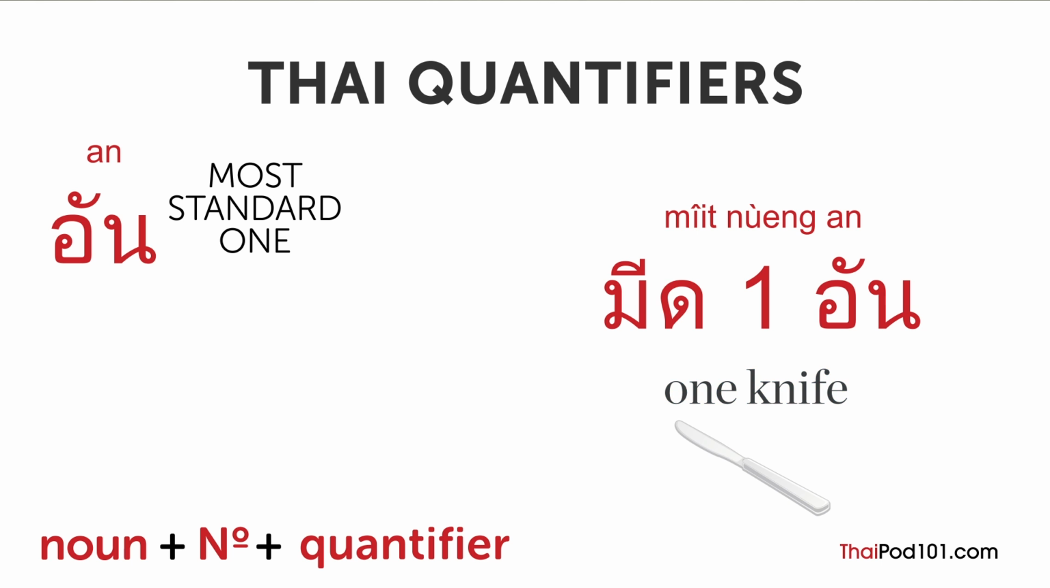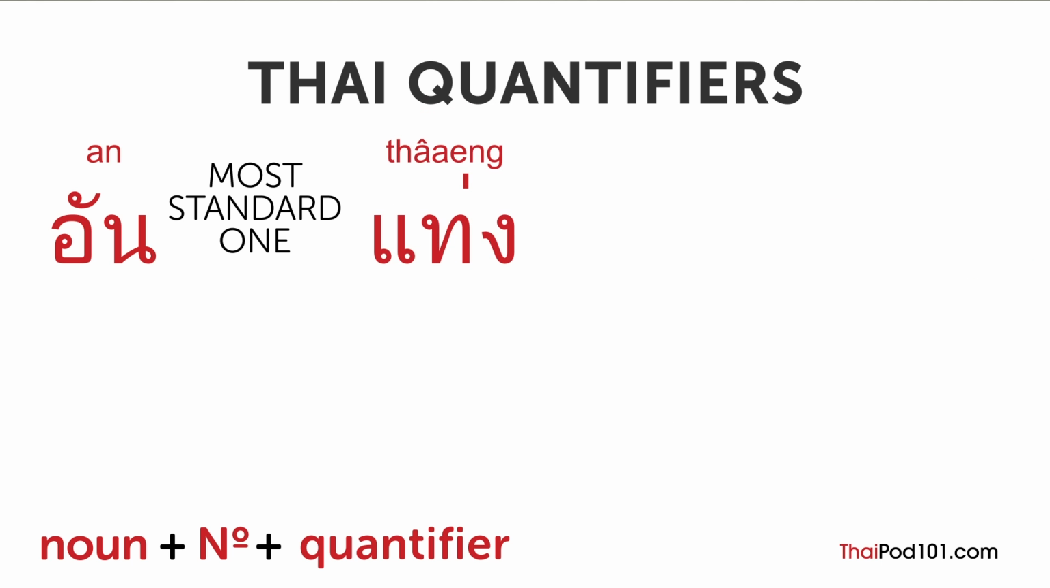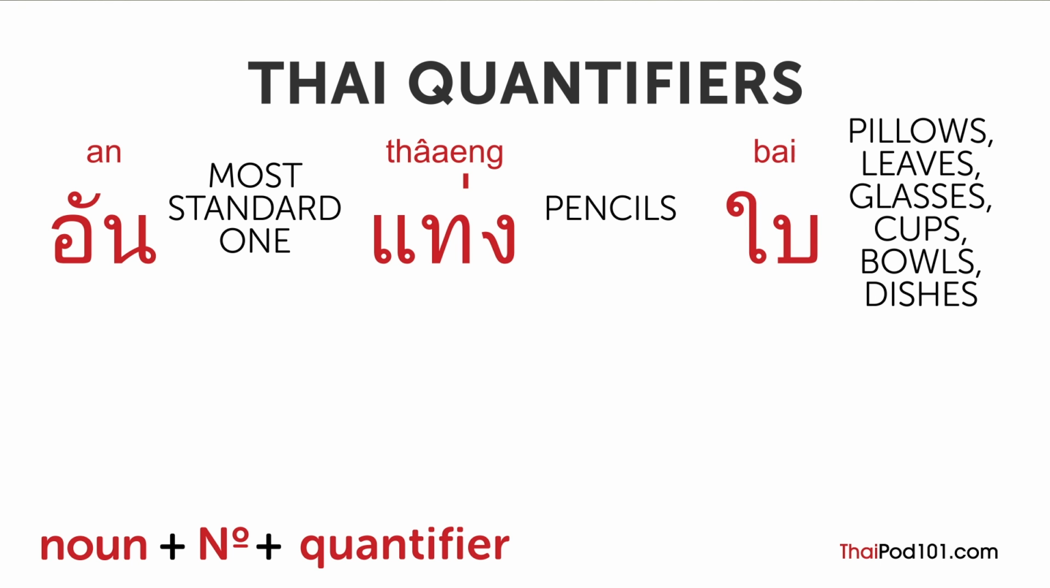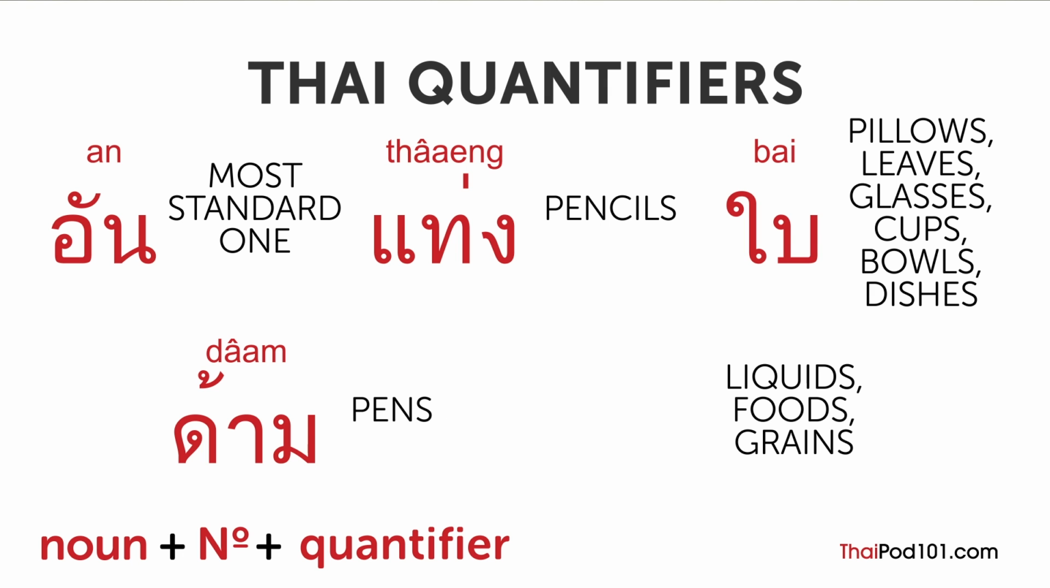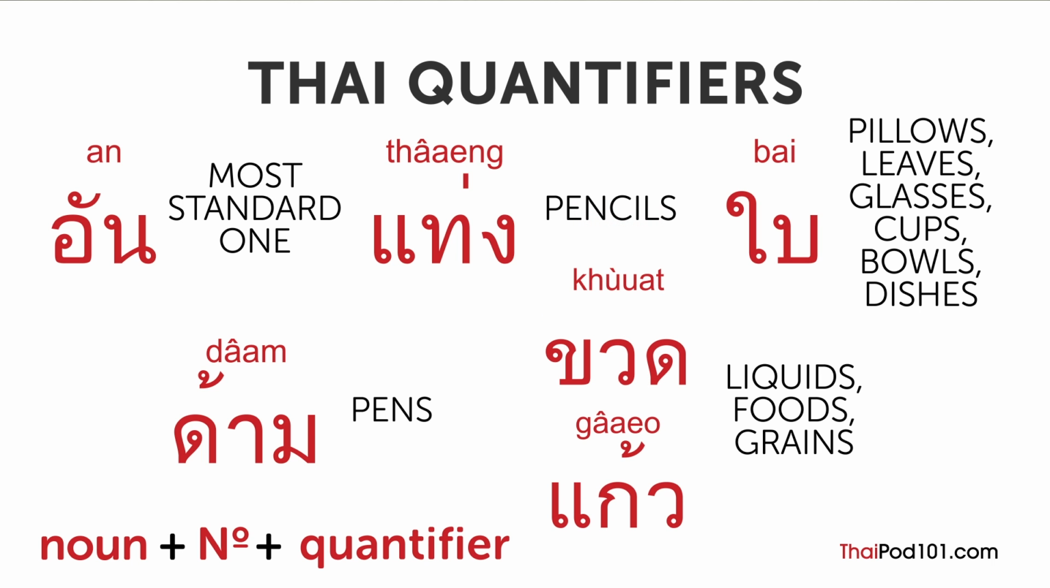Other quantifiers include แท่ง used with pencils, ใบ used with pillows, leaves, glasses, cups, bowls, dishes. ด้าม used with pens. Some that are used with liquids, foods, and grains are แก้ว and ขวด and so on.